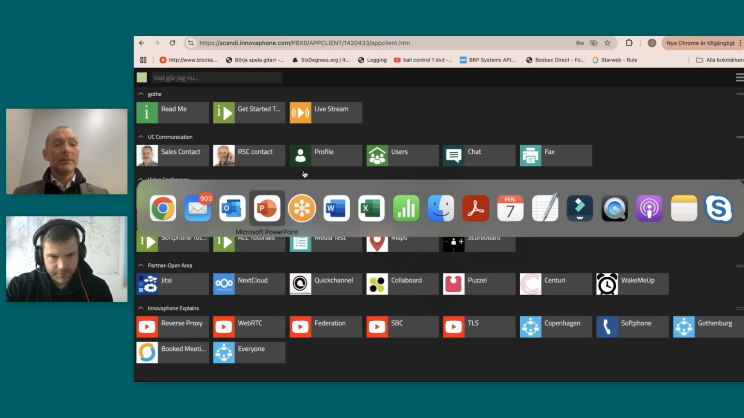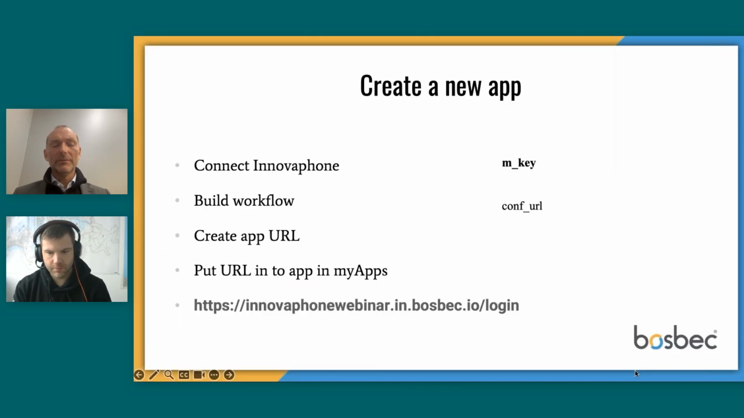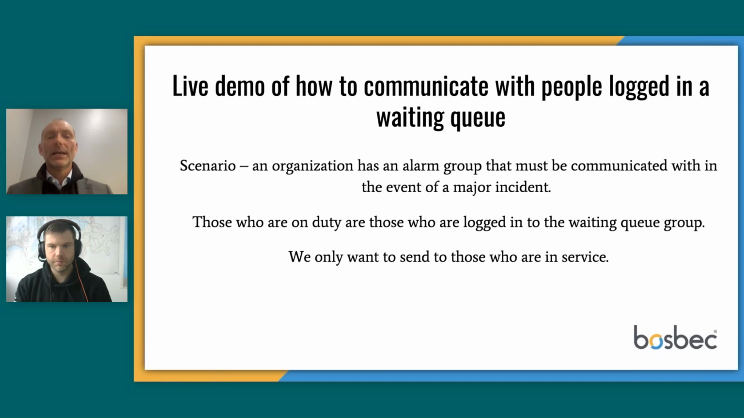Then I have one more example here. The scenario is that you have an alarm group that you will be able to communicate with in the case of a major incident. You would like to send an SMS to them and have an SMS chat instead of calling them, because the phone might be busy if something happens. So the external part will be able to receive and send SMS to this incident group.